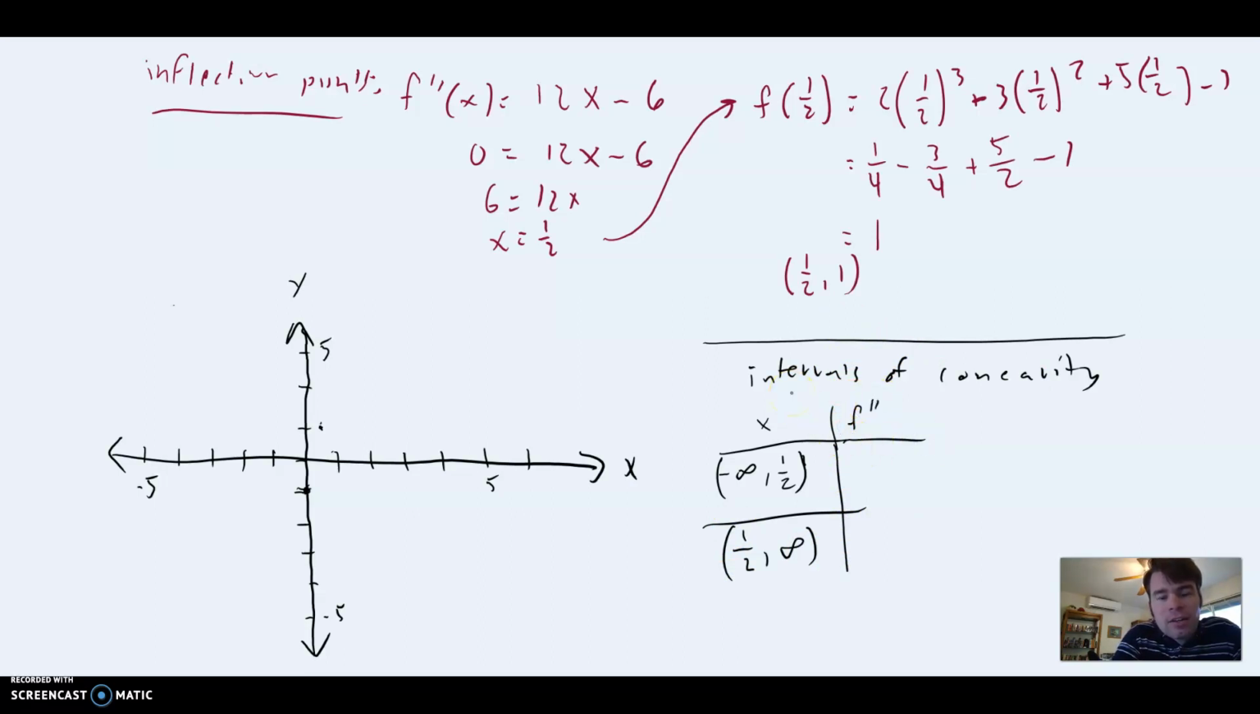So looking in here, if I have something less than 1/2, so maybe 0, this will be negative. This should be concave down. And here, we're greater than 1/2, so that's going to be positive, that'll be positive, this will be concave up. So we know that it's going to be concave up here, concave down there, switches here, goes through that point, and the graph looks something like this.